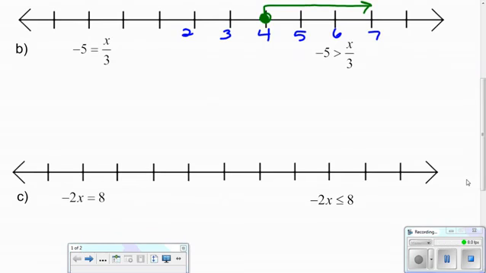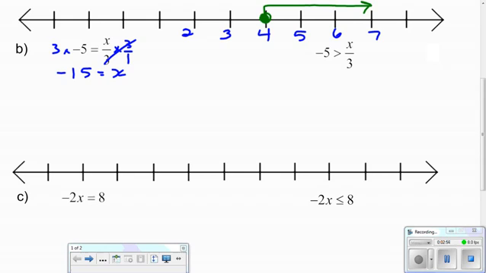Okay, looking at our next two, we have negative 5 equals x over 3. So we have an equation again. Our variable is x. It's being divided by 3. Opposite of divide by 3 is multiply by 3. So we get negative 15 equals x.